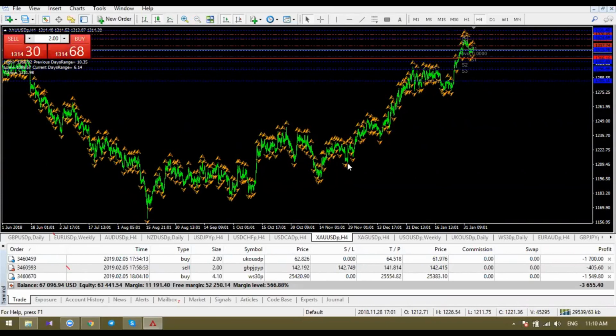The high that is formed is smaller than the left side high. They're all higher than each other. No, reverse the trend.